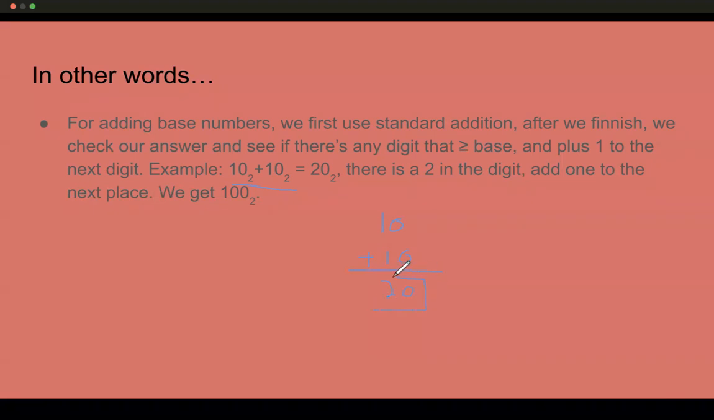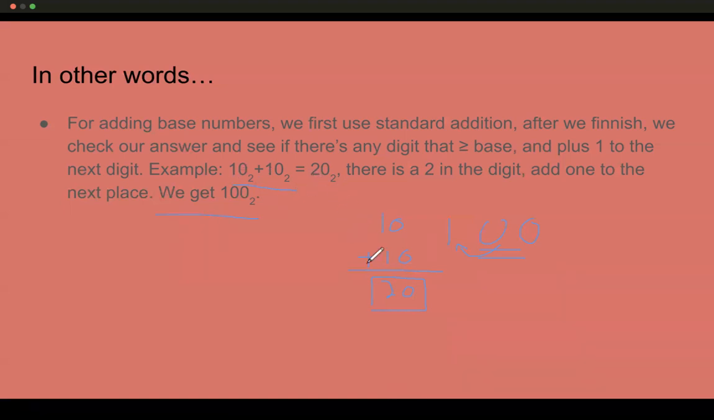Now, after we get this answer, we need to check if there's any digit that is greater than or equal to the base number. For 20, 2 is in fact equal to the base number. So what we need to do here is go on to the next digit, plus 1, and minus 2 on the current digit, which becomes 0 because 2 minus 2 is 0. So we get 100 from 10 plus 10 in base 2.